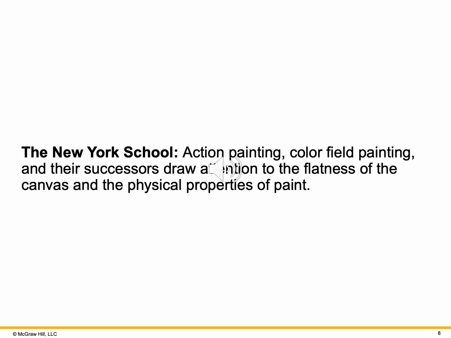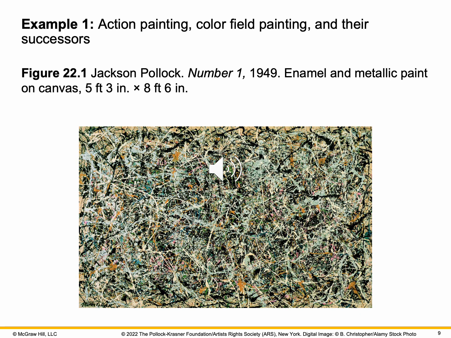The New York School. Action painting, color field painting, and their successors draw attention to the flatness of the canvas and the physical properties of paint. Strictly speaking, Pollock's painting is not abstract, but non-representational. The abstract expressionists we have already encountered in this book, Elaine de Kooning working in New York and J. DeFeo working in California, similarly made non-representational paintings.